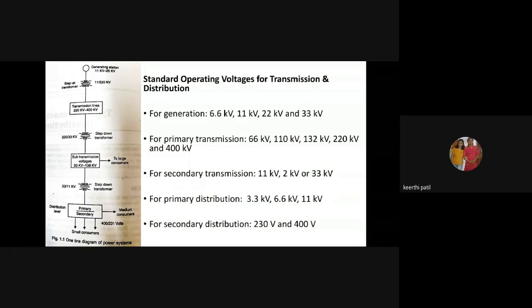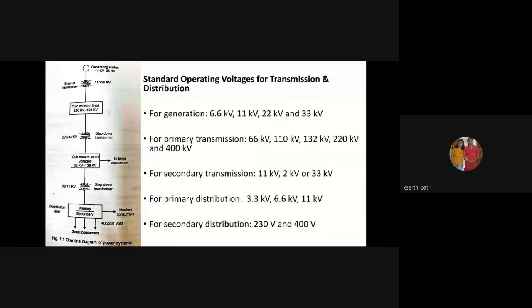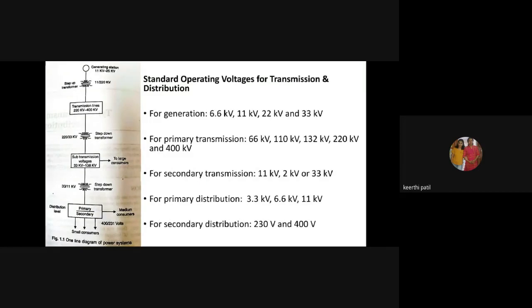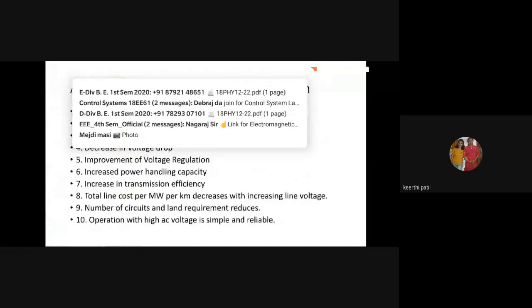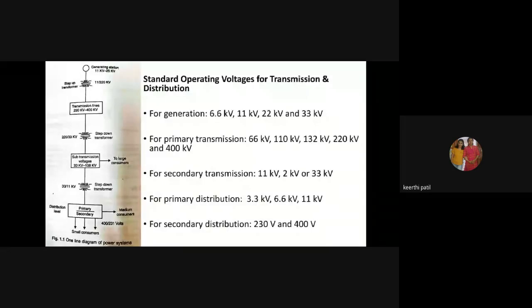Does anyone have any questions, please ask. Any questions regarding this one line diagram and the voltage levels and what is happening? Anyone who is not understanding the entire process, please raise questions. I hope, ma'am, this is understandable to all. Anyone with a question? Yes, ma'am.